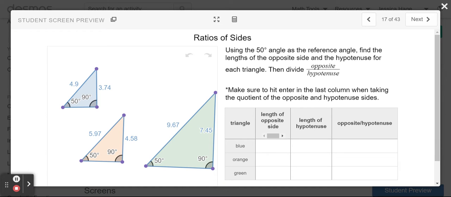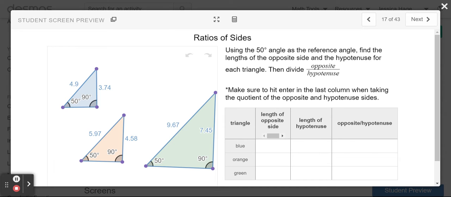So this is the third video for our heights right triangle trig. This video will take you through slides 17 through 25. So we're going to look at the ratio of sides of similar right triangles. All of them are similar because they are 90 degrees and 50 degrees by angle similarity.